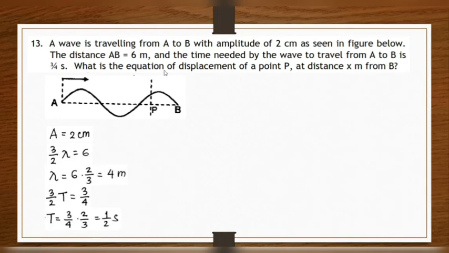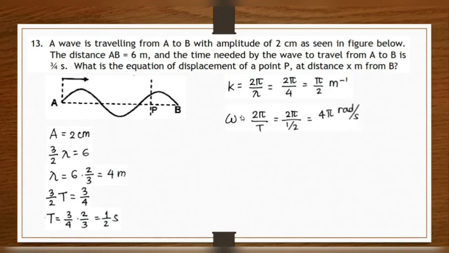We want to find the equation of displacement of a point P at distance x meters from B. So we have to find the value of K, which is 2 pi over lambda. 2 pi over 4 meters, we have pi over 2 meter to the power of minus 1. And we have to find the value of omega, which is 2 pi over period. 2 pi divided by a half, so it is 4 pi radian per second.